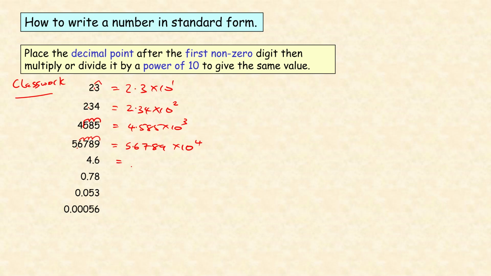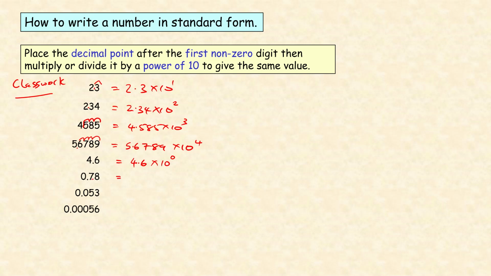4.6, well, we know something about this from indices. It's going to be 4.6. It looks like it should just stay as 4.6, but in standard form it has to be multiplied by 10. 10 to the power of what? Well, anything to the power of 0 is 1. So it'd be 4.6 times 10 to the power of 0.